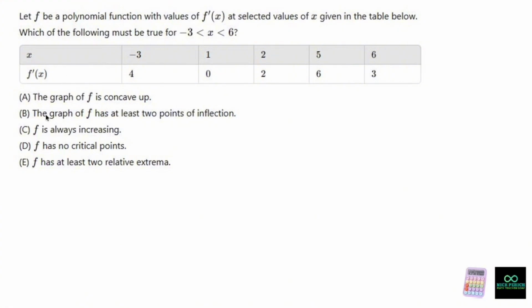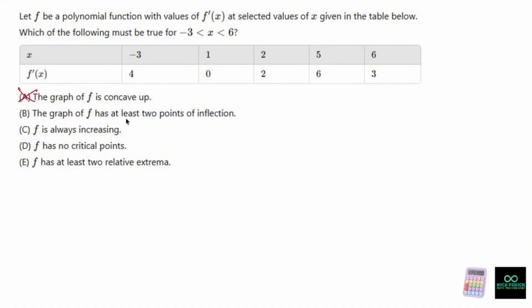Now the first one asks if the graph of f is concave up. If you might remember from AP Pre-Calculus, concavity has to do with the increase or decrease of its rate of change. I'm going from 4 to 0 to 2 to 6 to 3. Something is concave up if the rate of change is increasing, and my rate of change is not increasing. In fact, I start out by decreasing. So since my rate of change is not increasing, this is not concave up.